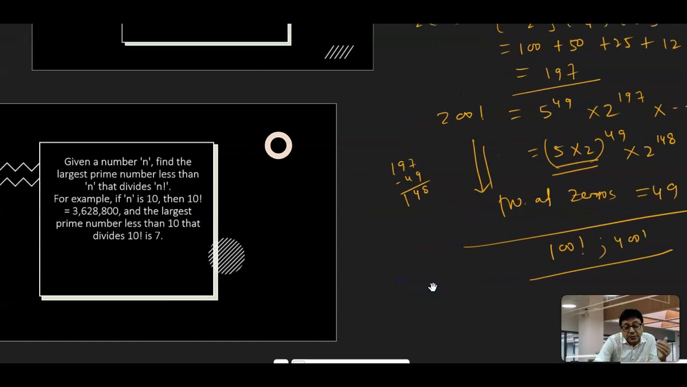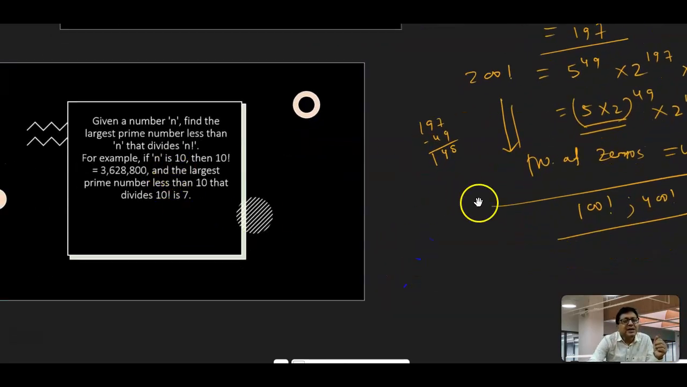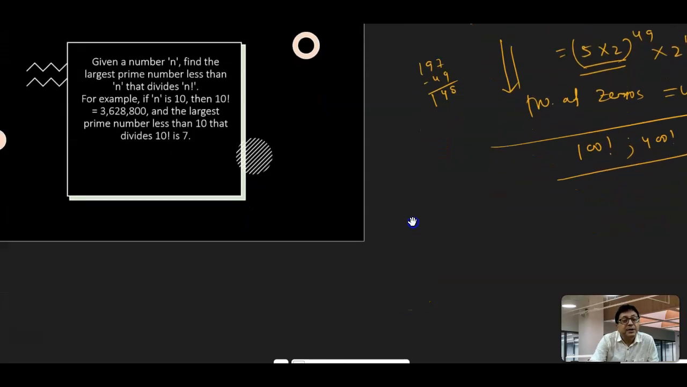Now today's class, I am going to end the class by giving you one problem to think about. Given a number n, find the largest prime number less than n that divides factorial n. See how interesting this is? Factorial 50, what is the largest prime number which will divide it? That you can see, no? Because 47. But for any number, how to find it? You will write this problem's answer in the comment box over there.